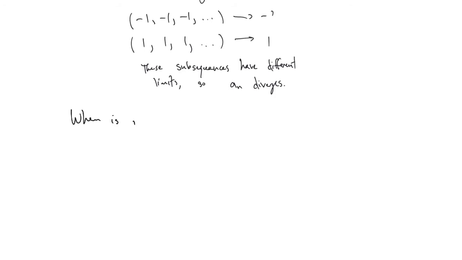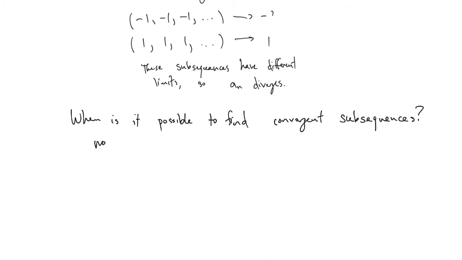When is it possible to find convergent subsequences? Even if the sequence diverges, you can find convergent subsequences. Is it always possible to find a convergent subsequence? Actually, it is not always possible, so I'm going to say not always.